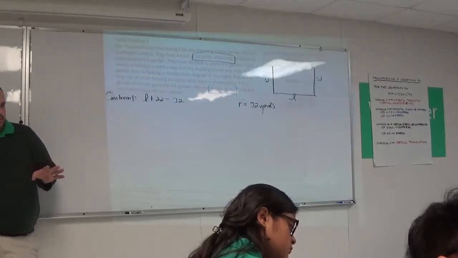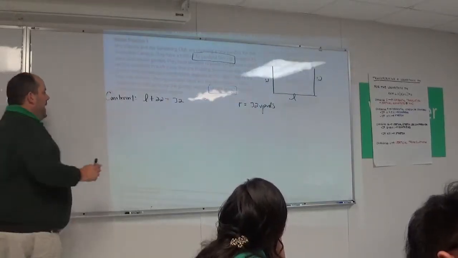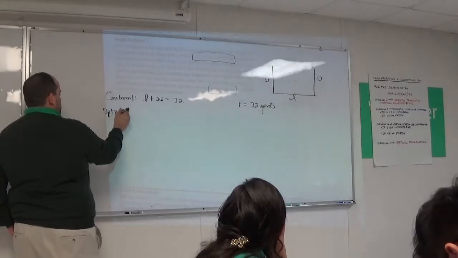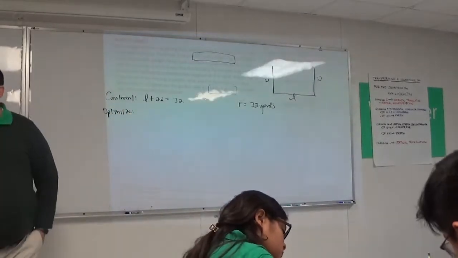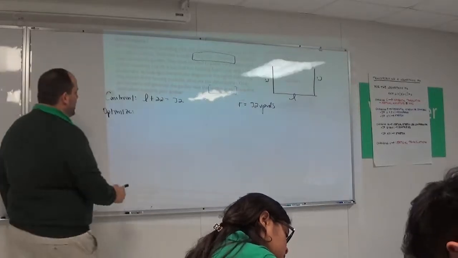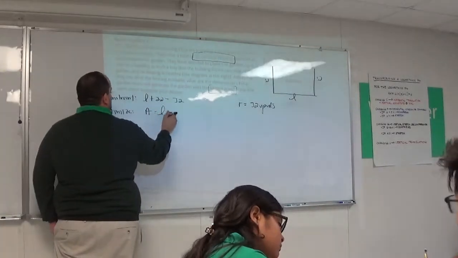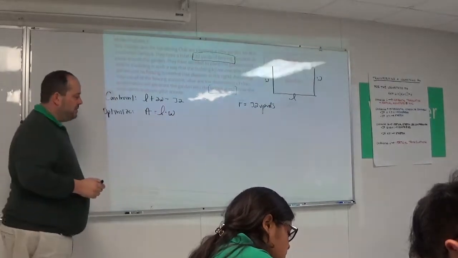Everybody okay with the geometry there? Yeah. Okay. And then there's also an optimization equation. What is it that we're trying to make big? The area. What's the equation for the area? Length times width.